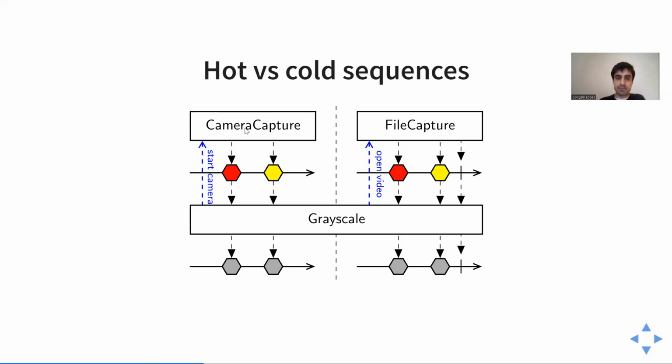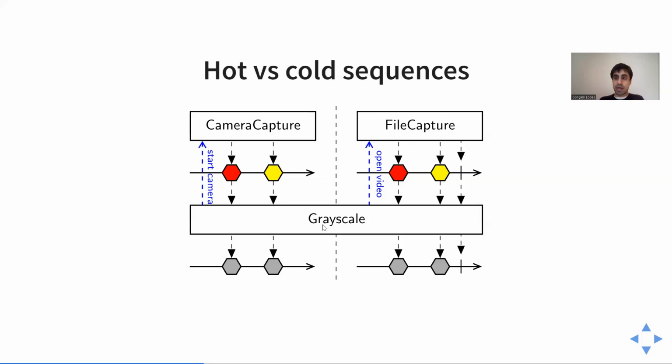Now, if we replace camera capture with a file, a similar effect happens, but now with a movie that is on disk. So the video has to be opened and frames have to be decoded one at a time to be streamed to Grayscale. From the point of view of Grayscale, it doesn't really matter if it's a camera or a file on disk. It will all be just a sequence of frames that it has to process.